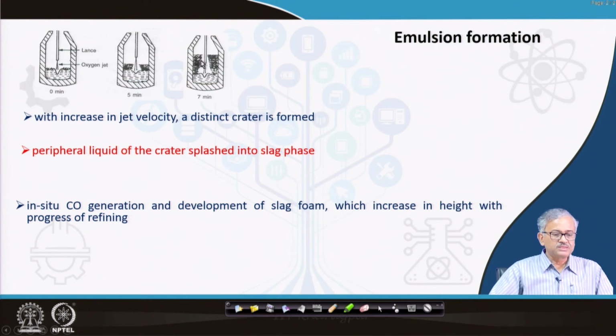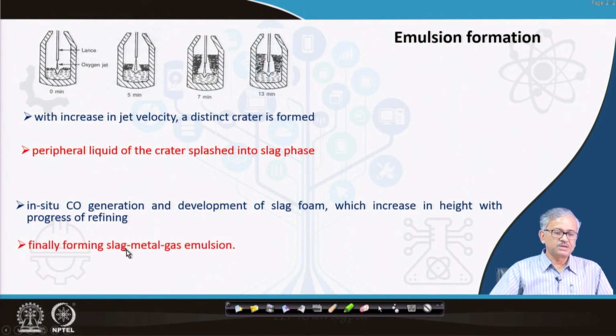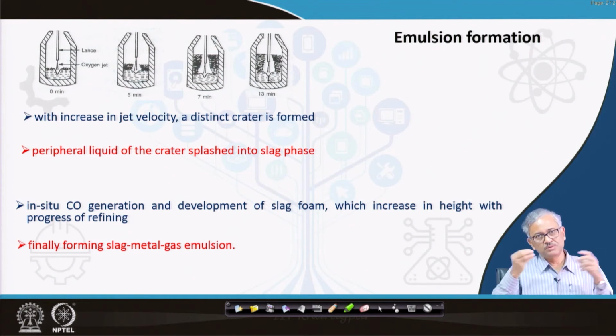So, a big slag foam forms, which increases in height with the progress of refining. As the refining progresses, its height increases, because more and more CO gas is forming, and it is aiding the process of foam formation. Then the height keeps increasing, and finally a slag metal and gas emulsion forms, because the oxygen jet is tearing off the liquid droplets and throwing them into the slag phase.